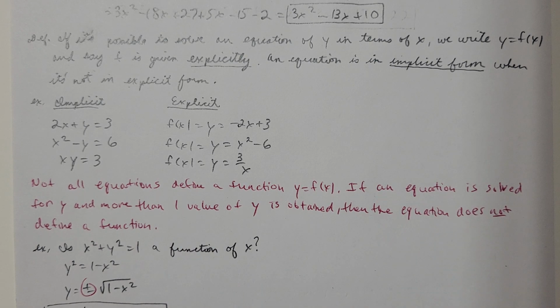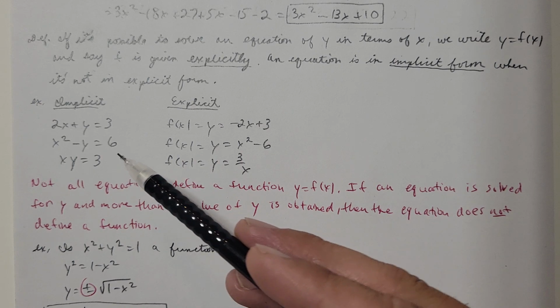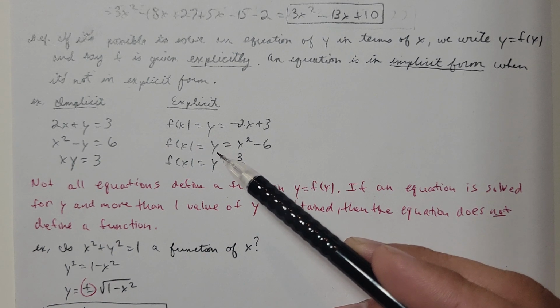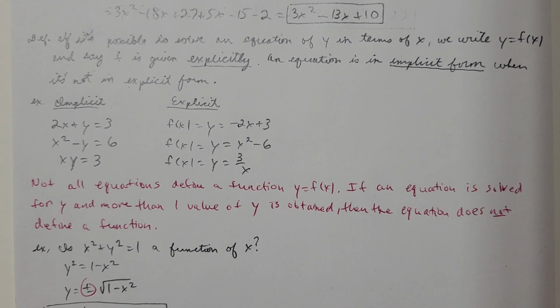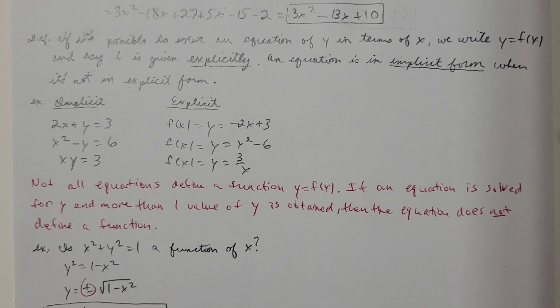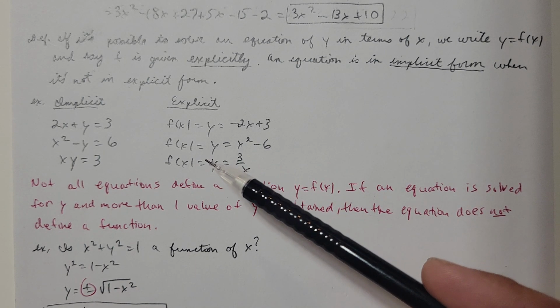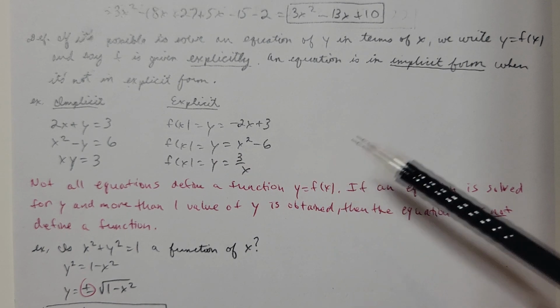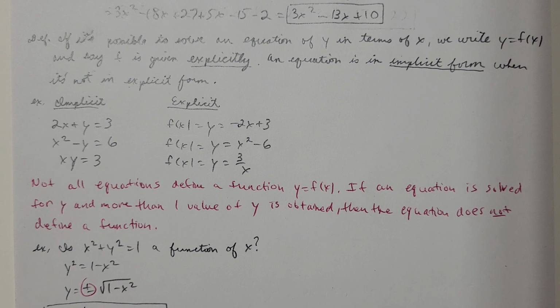Here's another example. I've got x squared minus y equals 6. That's an implicit form because it's not solved for y. If I solve this for y, that's add y to both sides and then subtract 6. So I get y equals x squared minus 6. Now I'm in explicit form, and y and f of x are the same thing. So if I wanted to, I could call this a function. I could say f of x equals x squared minus 6. That means the same thing as y equals x squared minus 6.